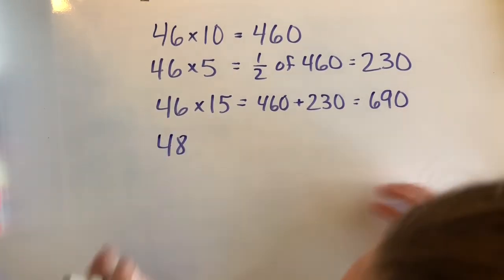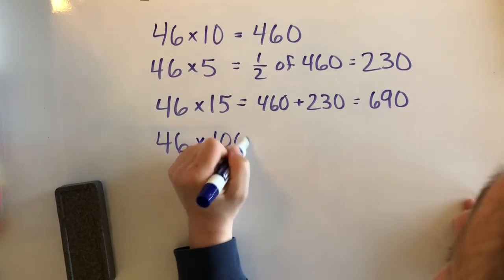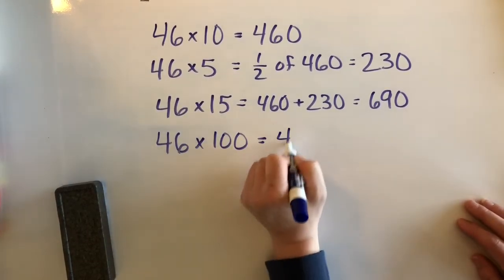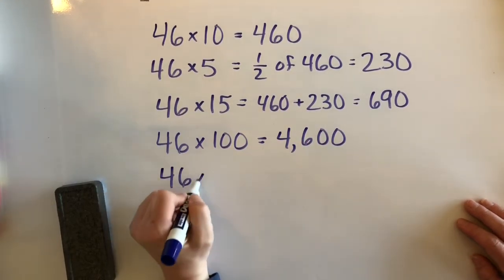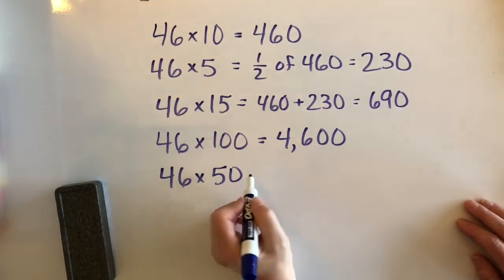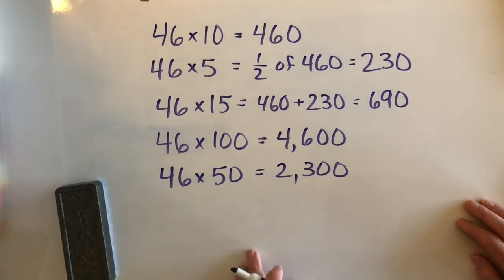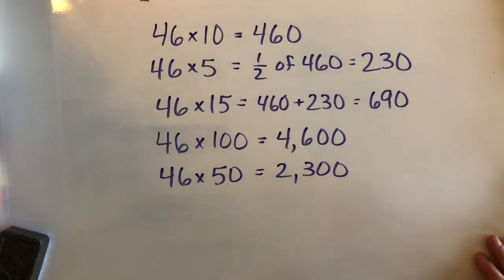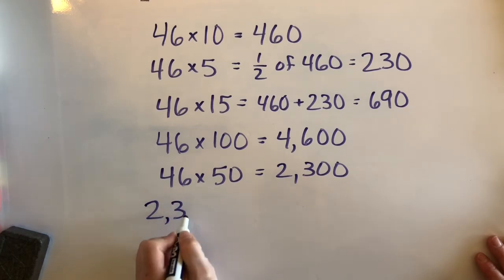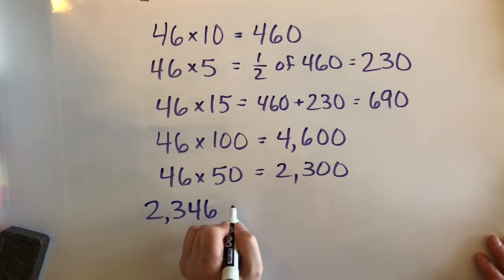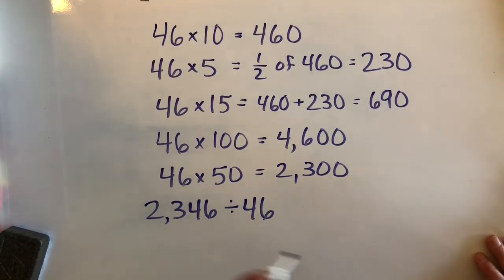And then, now that I have 690, and I want to go with 46 times 100, it would be 4,600. If I want to know 46 times 50, again, it's up here, 2,300. And then if I wanted to do the problem 2,346 divided by 46, this is how I would do it.